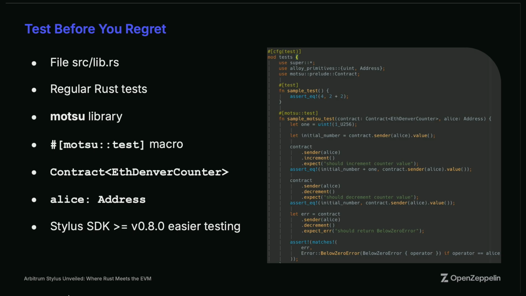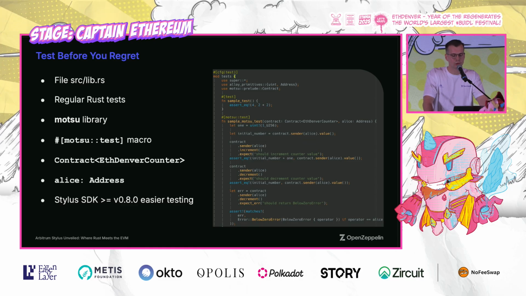The great thing about the Stylus SDK is that the Offchain Labs team, the team that builds the Stylus SDK, with the newest version of the SDK, introduced some changes that allow us to modify the context in unit tests, which makes testing easier and allows you to write your own testing tools.